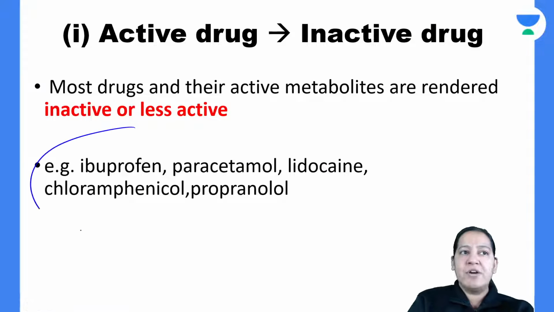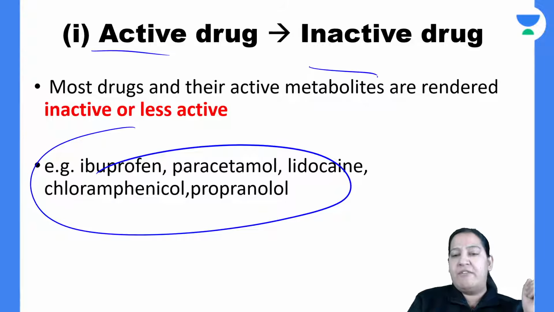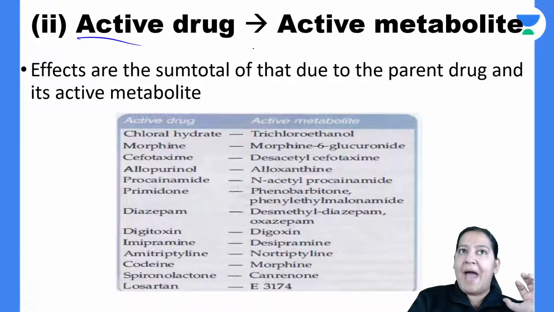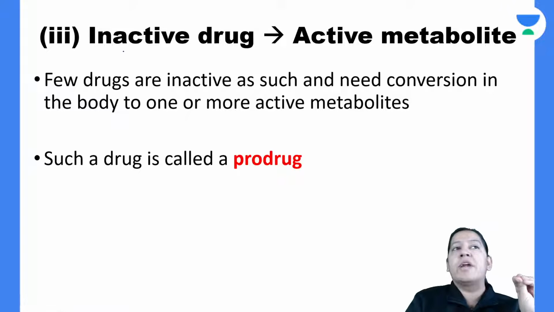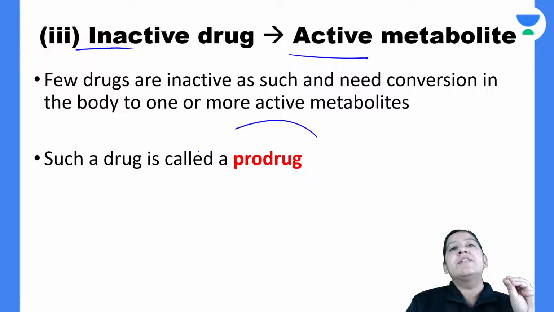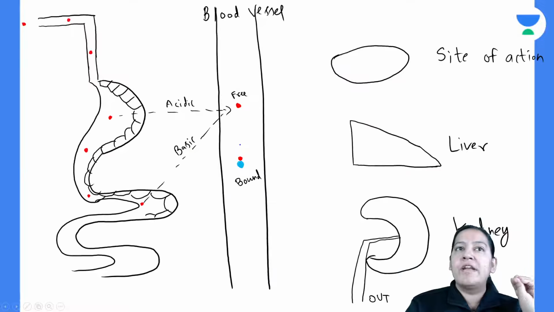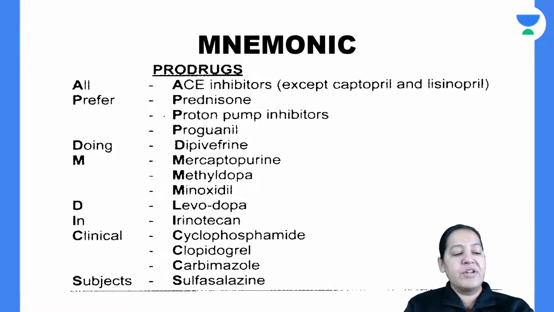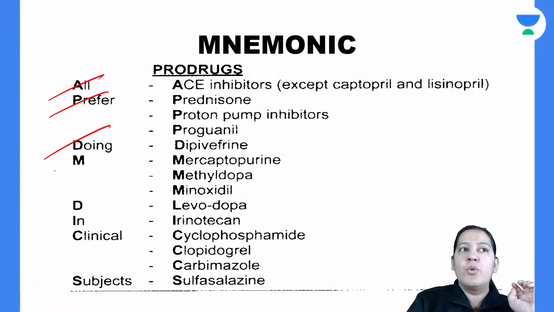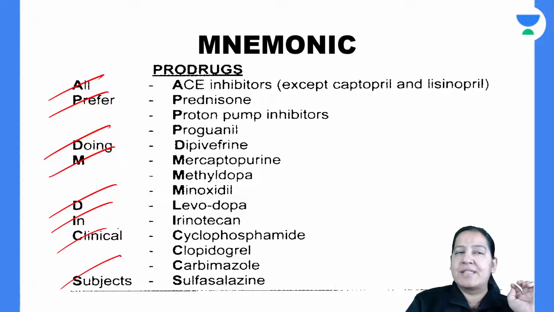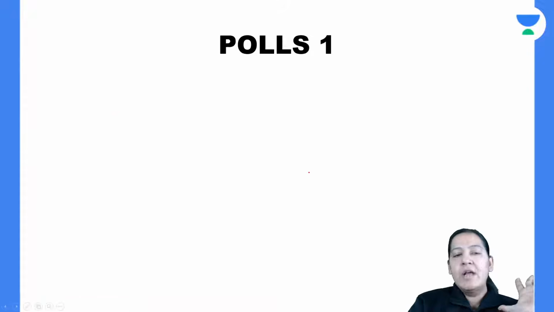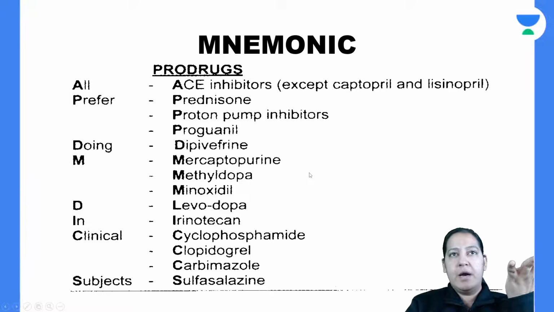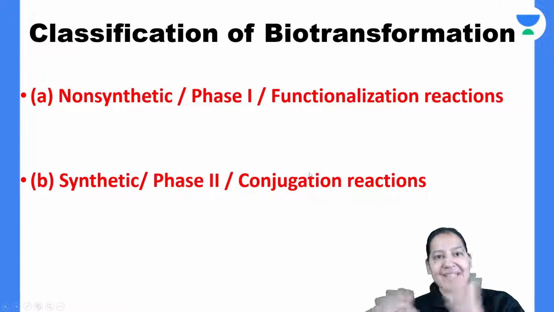These are the examples of the first type, active to inactive conversion. These are the examples of the second type, active to active conversion. These are not very important, but the most important is inactive to active conversion, which is known as prodrug. For prodrug, I have already told you a mnemonic. The mnemonic is in front of you. You know the mnemonic: All prefer doing MD in clinical subjects. Yesterday we did many numericals based on this mnemonic. So we have already seen the mnemonics and questions based on it, so let's skip this portion.